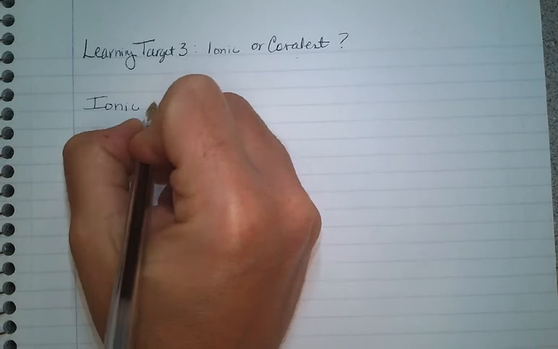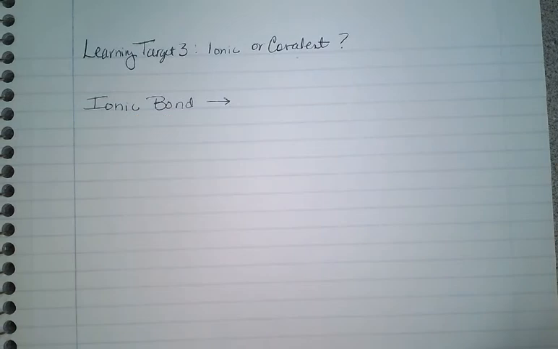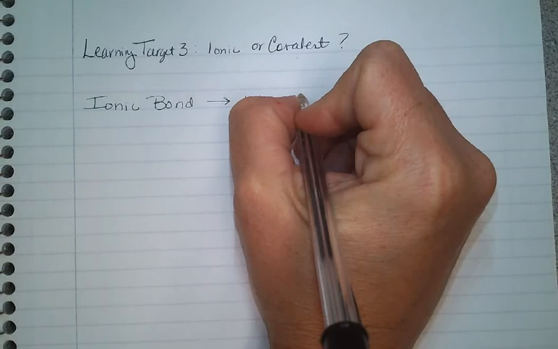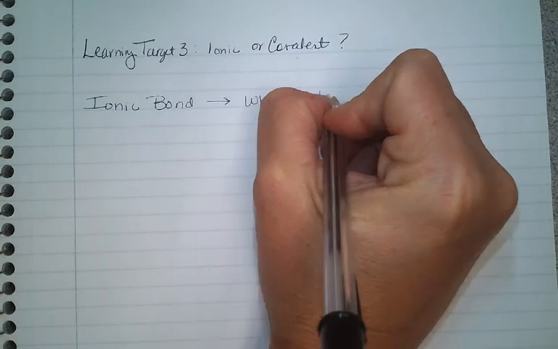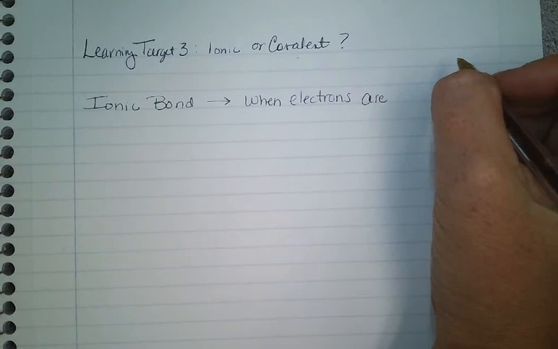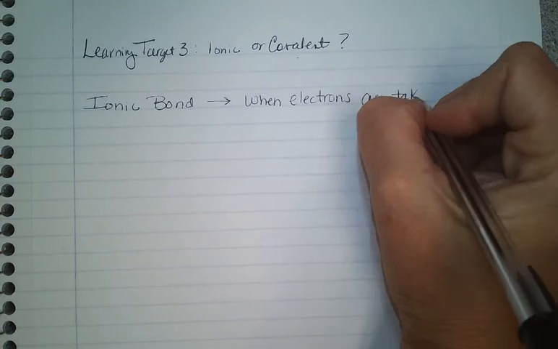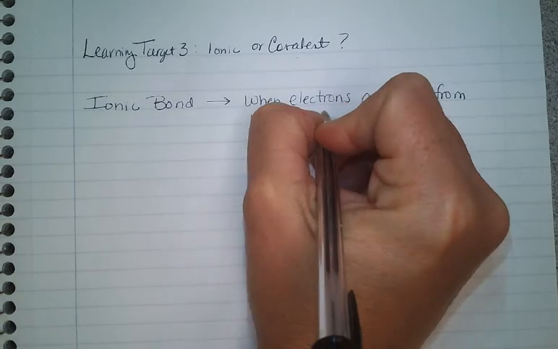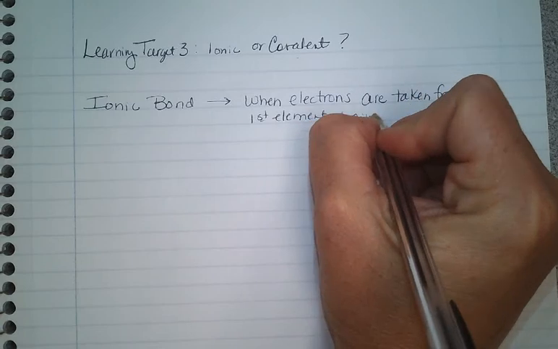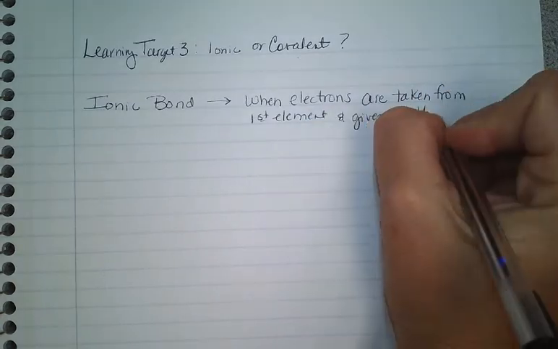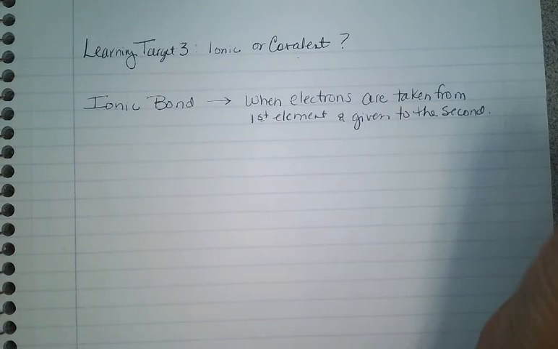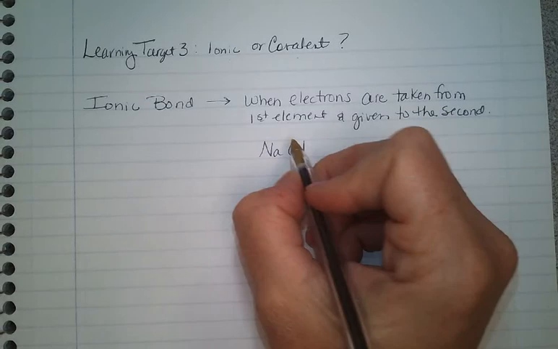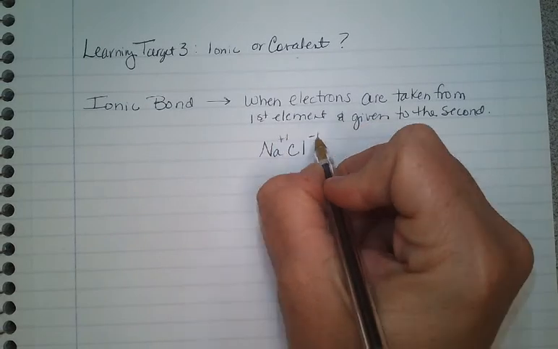The one thing that you need to know about the ionic bond is that it's when electrons are taken from the first element and given to the second. So in that case, the easiest example I can think of to give you really quickly is NaCl. Na has a 1 plus charge. Chlorine has a 1 negative charge.